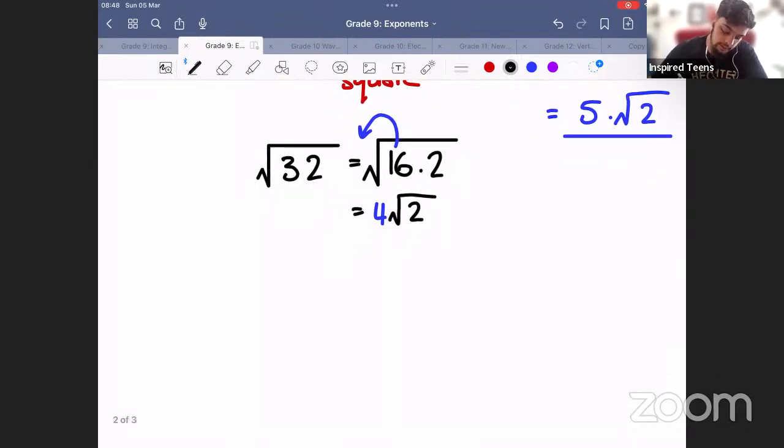Okay, let's do another example. And this time we're not going to skip that step. Let us do square root 98. What is a perfect square that goes into 98?